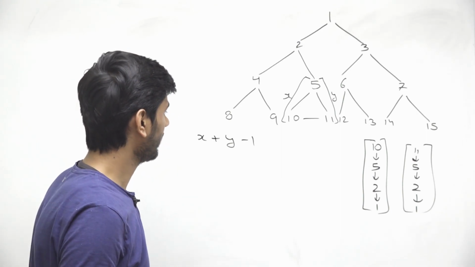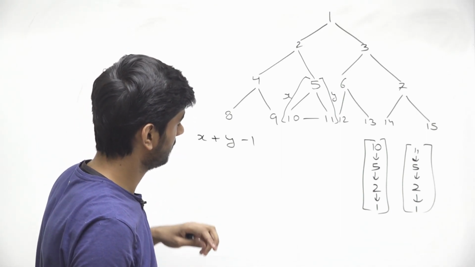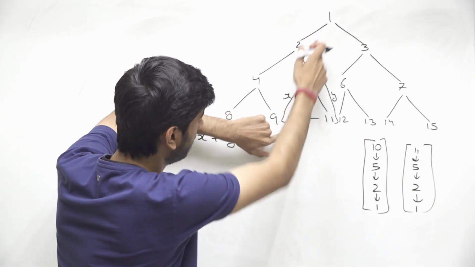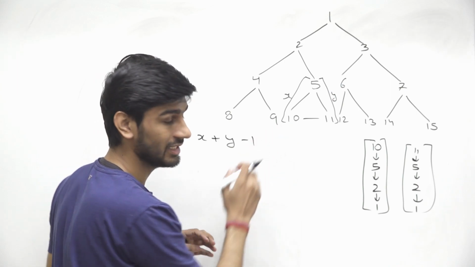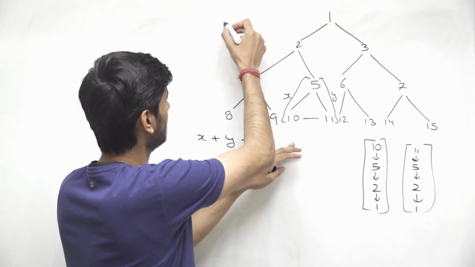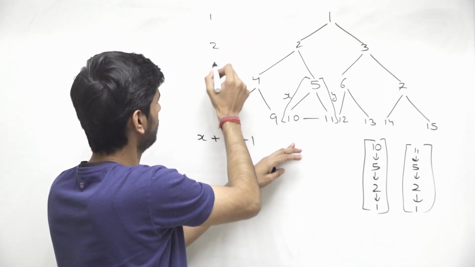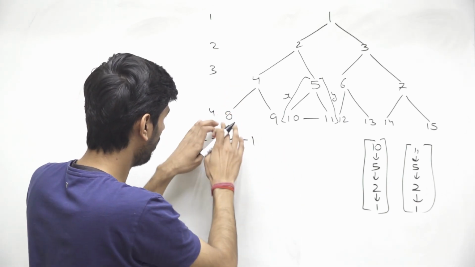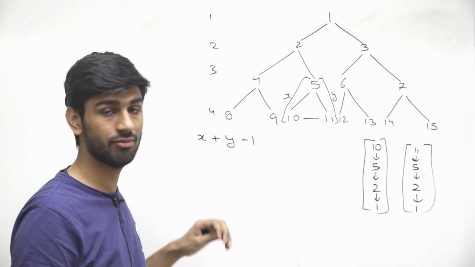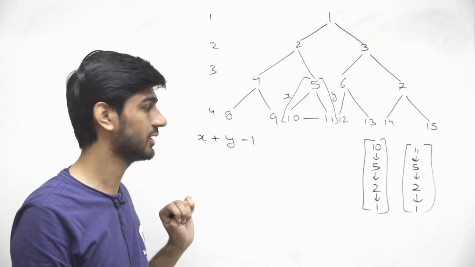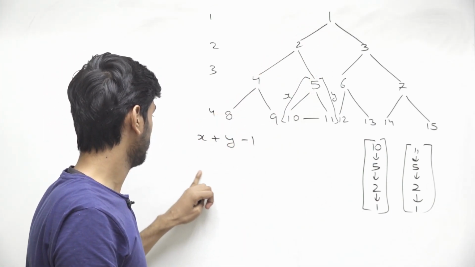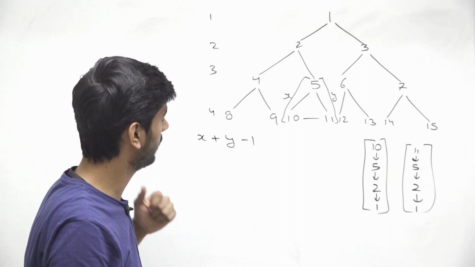Cool. Now can we say that the number of nodes that will be present from 1 to 10 will be equal to the level that 10 is present at? So if we are considering this as level 1, this as level 2, this as level 3, and this as level 4, then the node at this level will have 4 nodes starting from root to this particular node, right? Okay.